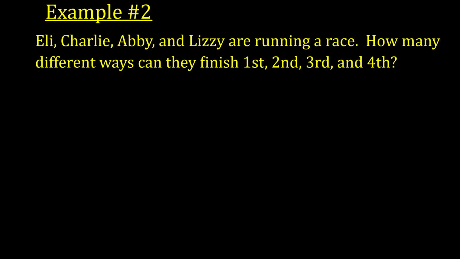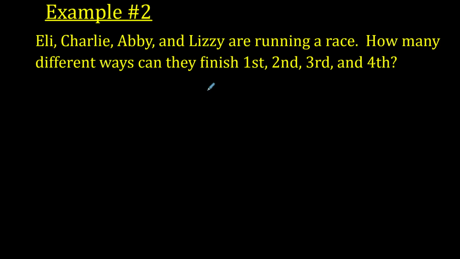What I would encourage you to do is write this down, try it yourself, and see if you can get all of the different options. So this one says, Eli, Charlie, Abby, and Lizzie are running a race. How many different ways can they finish first, second, third, and fourth? Okay, so like I said, it'd be great if you paused it and tried it yourself. If you did that already, great. Let's keep going. So let me walk you through how I would do this one.